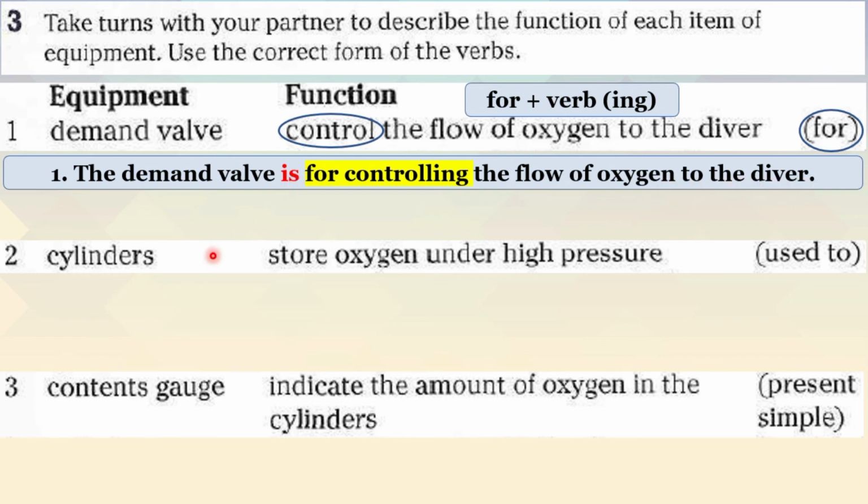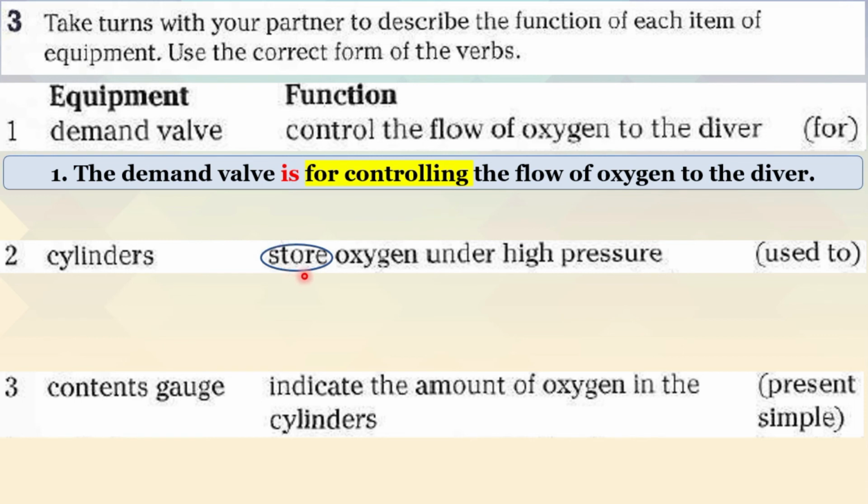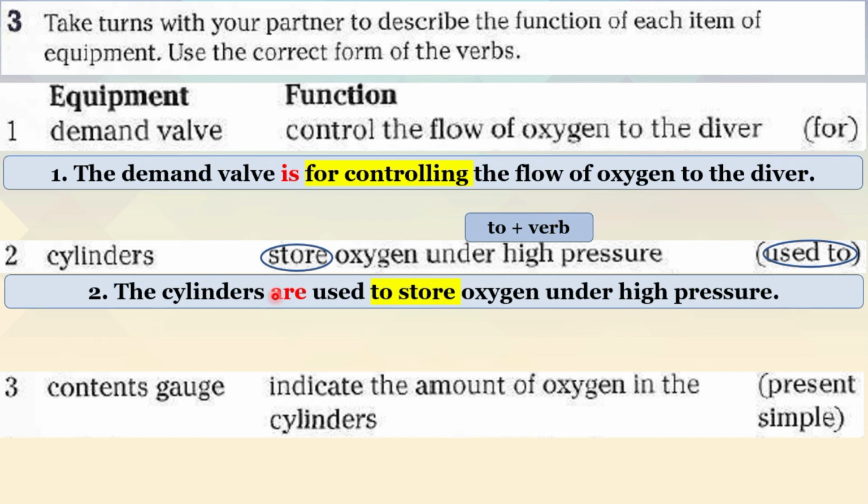Then number 2, what is our verb? Our verb is store. And we're going to use to describe the function. So we're going to use the structure to followed by base form of the verb. So we have the cylinders are used to store oxygen under high pressure.